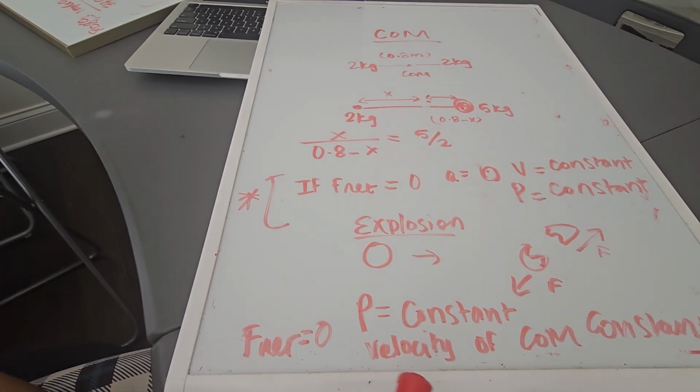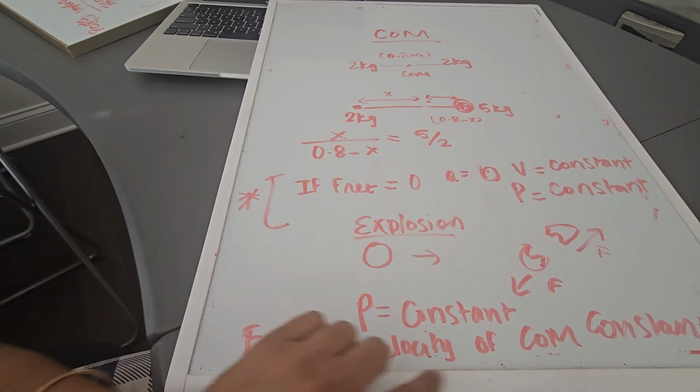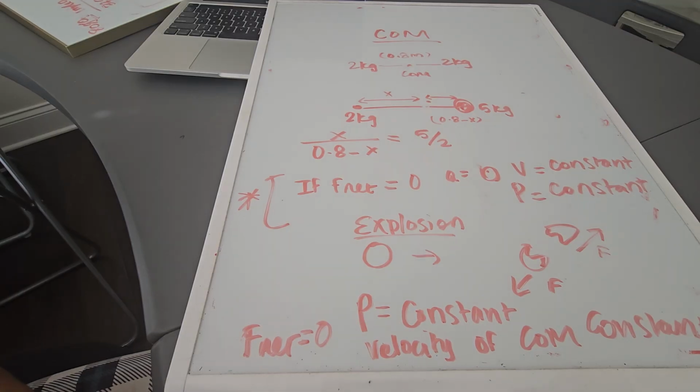And also keep in mind, if there is no external force, and they ever ask you, the velocity of the center of mass is also going to remain constant. Just for Physics 1, keep this in mind. If there is no external force, the velocity of the center of mass is not going to change. It's going to remain constant.